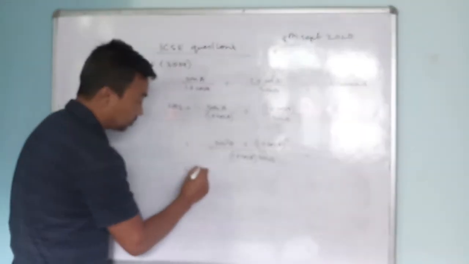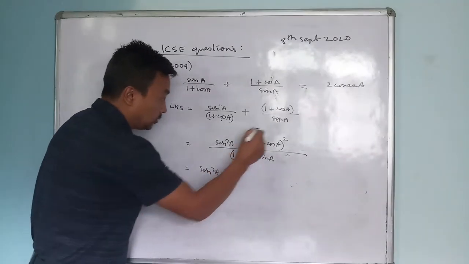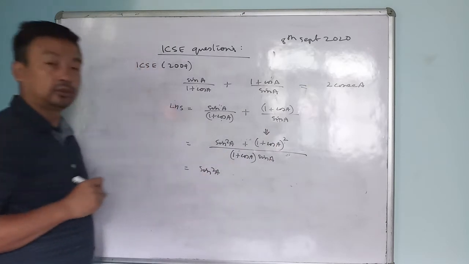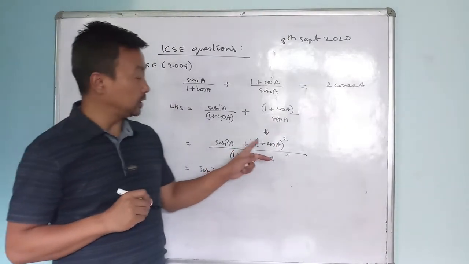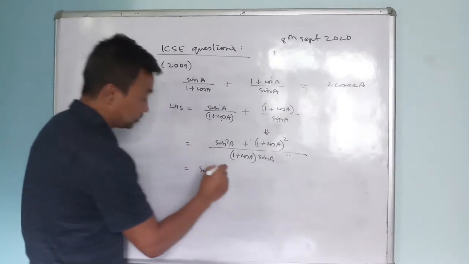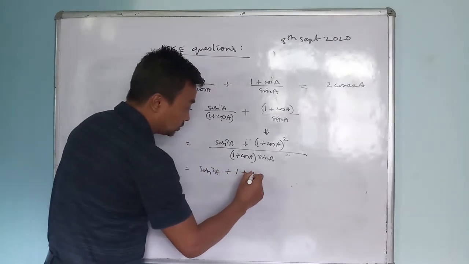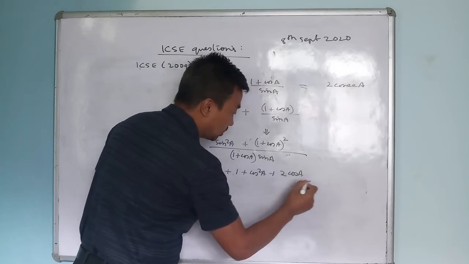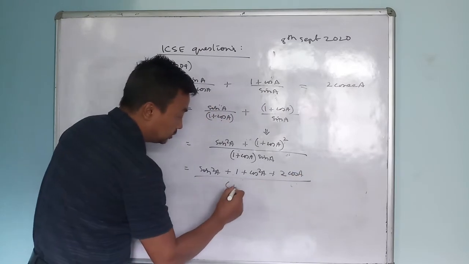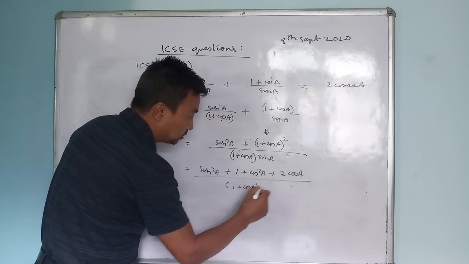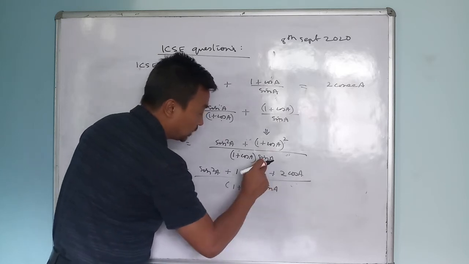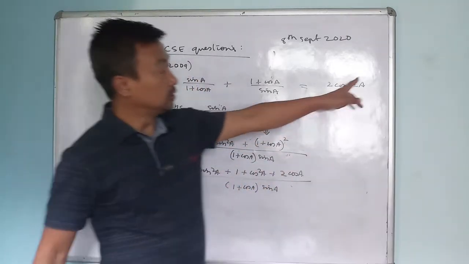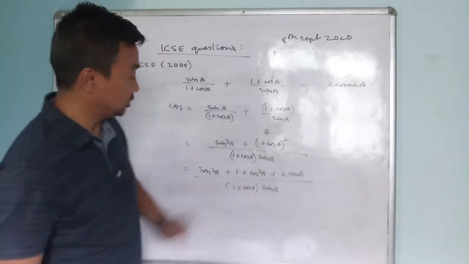Now here you need to apply the formula (A + B) whole square. Open it. So it is A square plus B square plus 2AB. In the denominator you keep it as it is, no need to open the bracket, because we are getting sine in the denominator. 1 upon sine is cosec, so you keep it as it is.